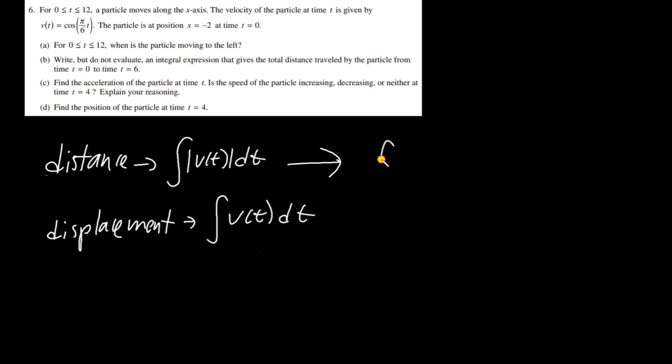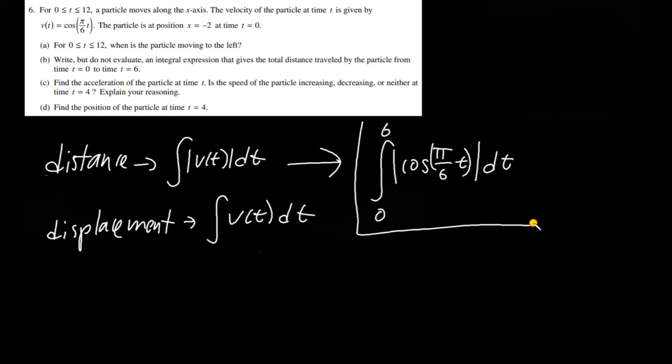So the answer is the integral from t equals 0 to t equals 6, so the bounds for the integral are 0 and 6, of the absolute value of the velocity, which is cosine of pi over 6 t, dt. That's the integral expression that we want, and this is a simple 1 point for the correct answer kind of problem. Part C, find the acceleration of the particle at time t.